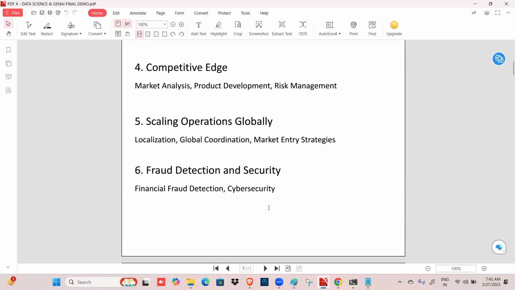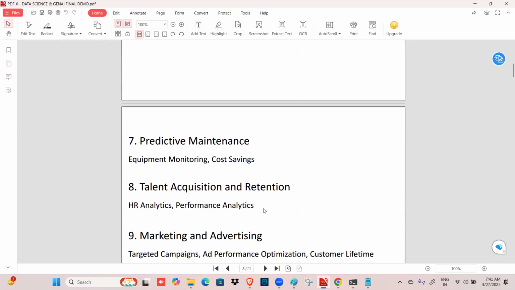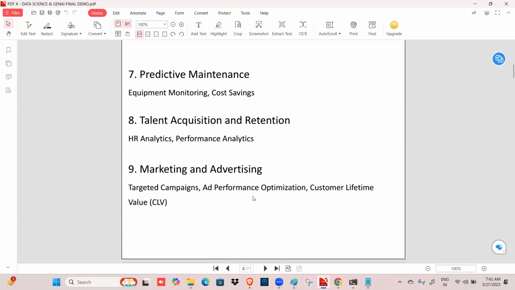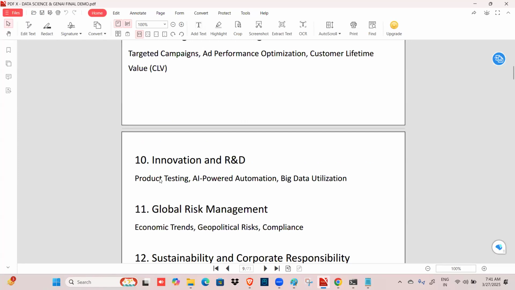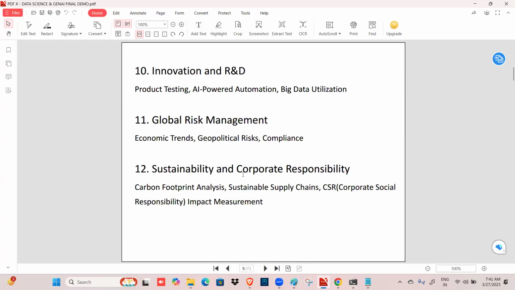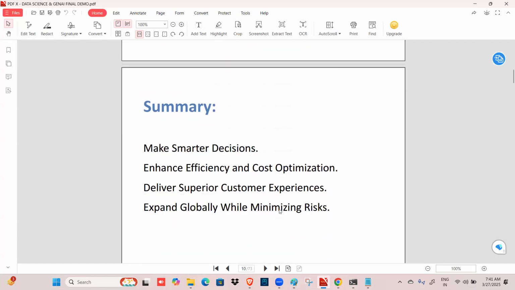So we are going to enhance expanding our services throughout the globe: fraud detection and security, like in cyber security, also predictive maintenance, and talent acquisition and retention, like HR. LinkedIn and Naukri are also working on AI to filter the resumes. Also marketing and advertisement, innovation and research and development, global risk management, and sustainability and corporate responsibility. These come not only for organizations but also for every individual in the globe. So why? Because I will come to these concepts when we start our program. So those two are more important.